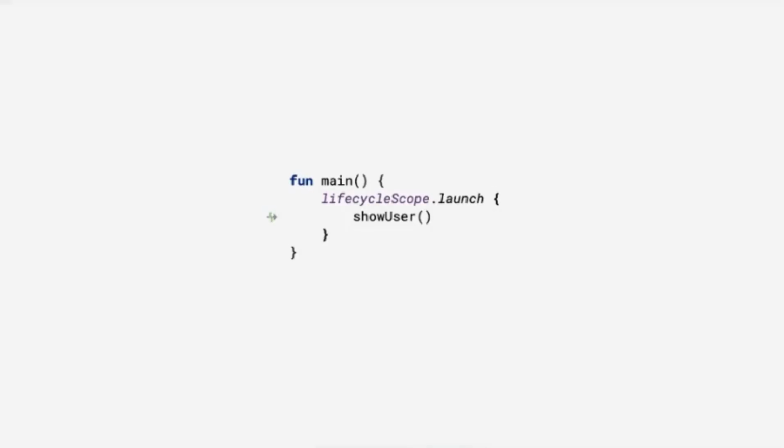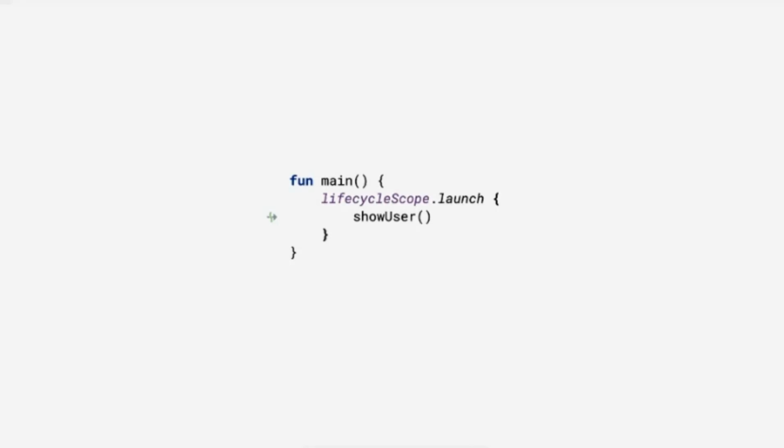So let's take the same example with the coroutine scope now. Here, in order to call our show user suspend function, basically the show user function is a suspend function, and the main function over here is a normal function. So in order to call a suspend function from a normal function, you need something called a coroutine scope, and that here is the lifecycle scope.